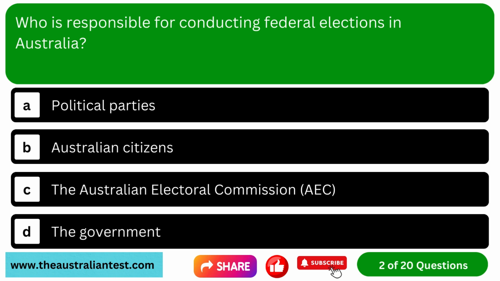Question 2. Who is responsible for conducting federal elections in Australia? Option A, political parties. Option B, Australian citizens. Option C, the Australian Electoral Commission. Option D, the government.